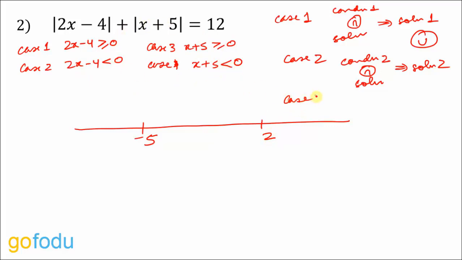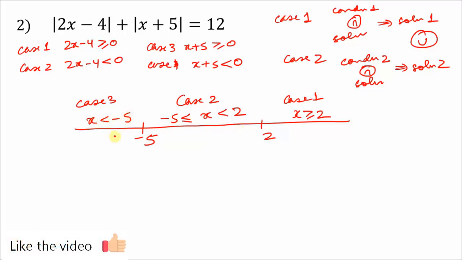Case 1 will be when both these terms are positive. When we are towards the right of 2, both these brackets will be positive, right? 2x minus 4 will give a positive value and x plus 5 will also give a positive value when we are towards the right of 2. And the condition for case 1 will be x greater than or equal to 2. And then we will have case 2 where the condition will be x is greater than or equal to minus 5 and less than 2. And we will have case 3 where the condition will be x is less than minus 5. These three will be the conditions, and we will solve each of these cases one by one.